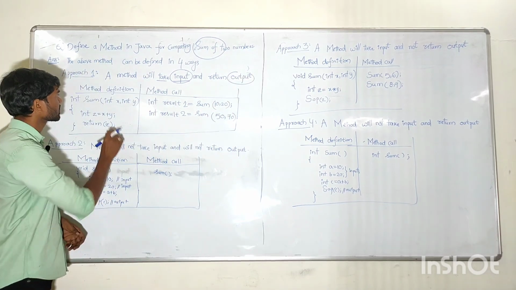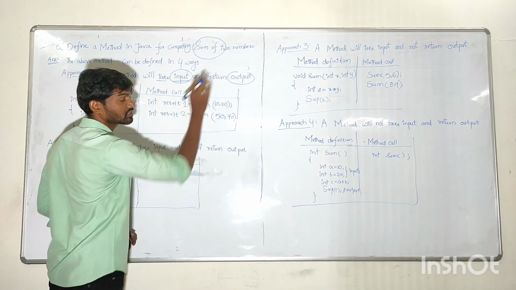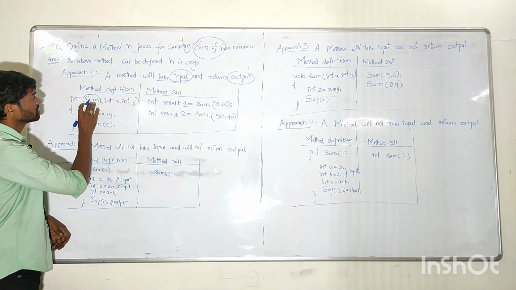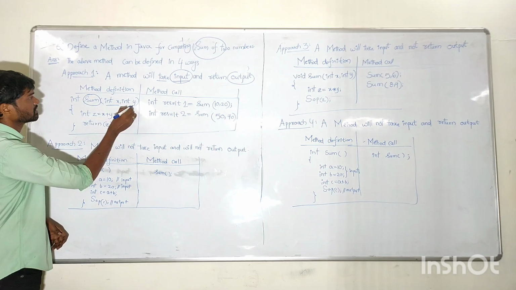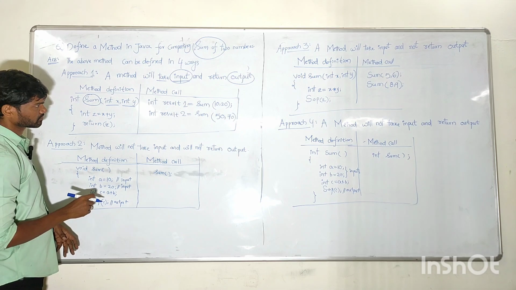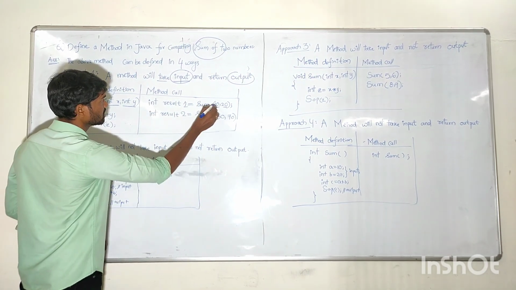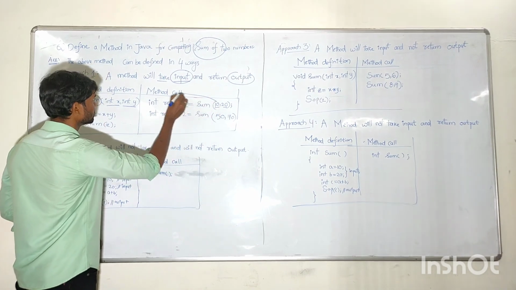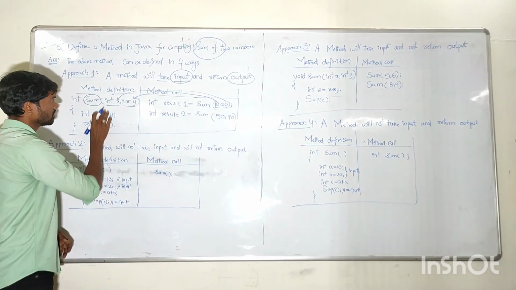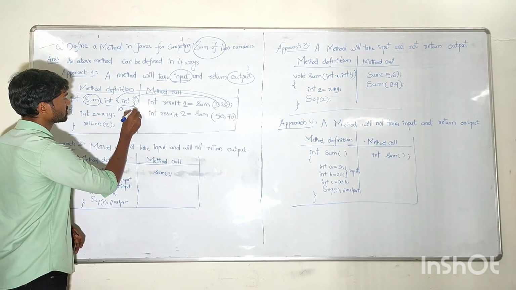In this approach, the method should take the input and the method should return the output. So assume the method name is sum. That sum method should take the input like this: int x, int y, and here I gave 10 and 20 as the method call. So 10 will be stored in x and 20 will be stored in y. So the method is taking values as input, x as 10, y as 20.